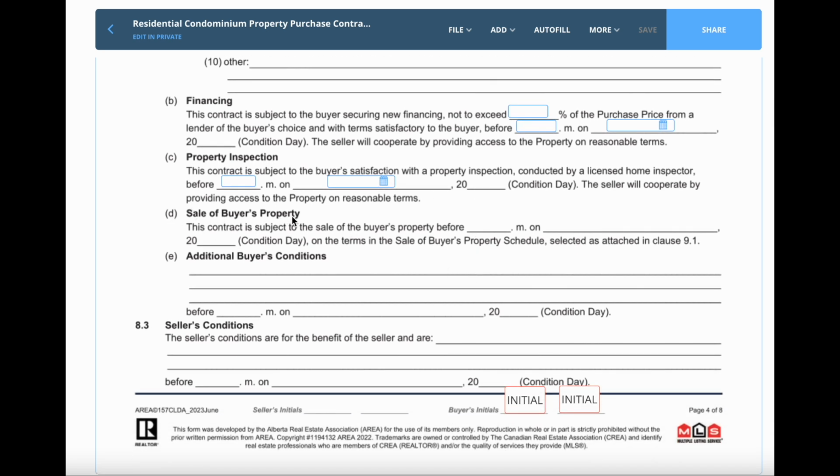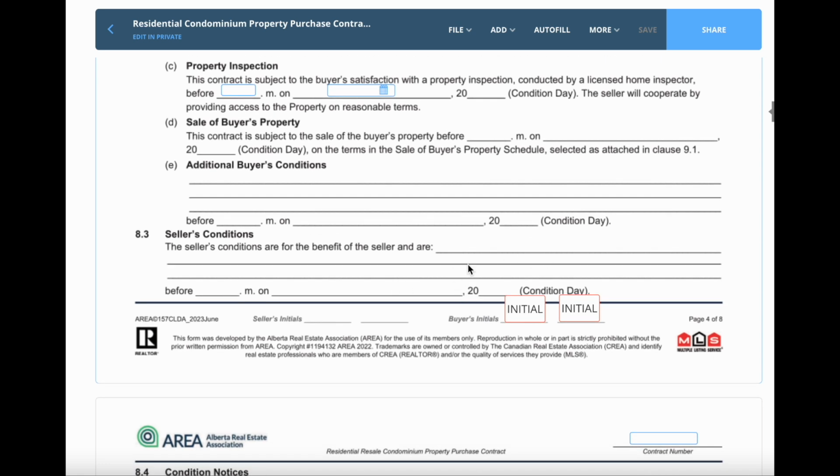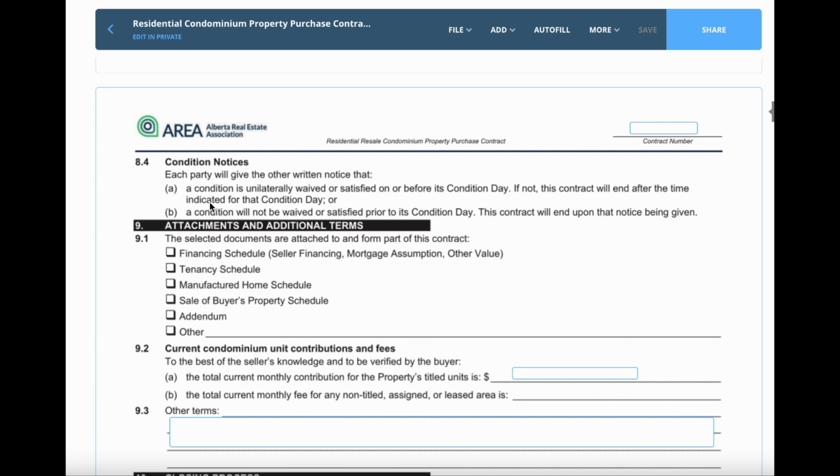Sometimes you need to sell first in order to buy, so we would put a date here and we would have to fill out a special form that is the sale of the buyer's property schedule. And if the buyer has any additional conditions, this could be an identity verification of the buyer, of the seller, or anything basically, then we would put it right here. Seller's condition. Also, the seller can have some conditions, some due diligence on the buyer. They usually don't, but it could happen.